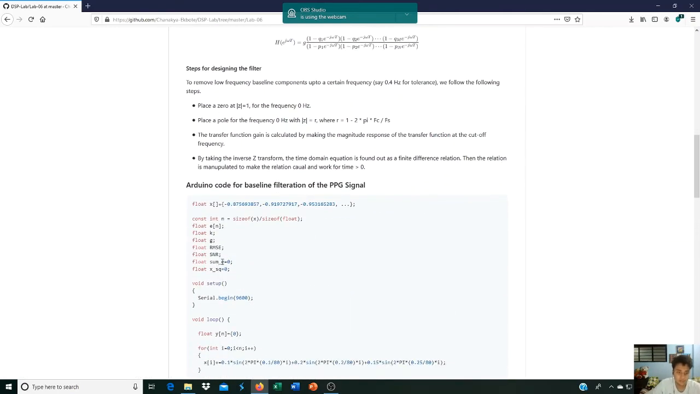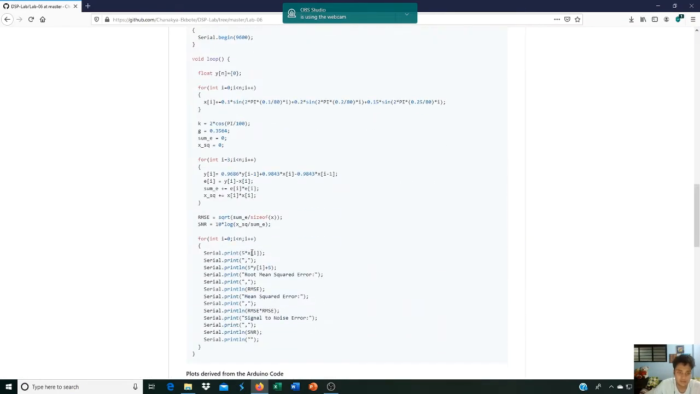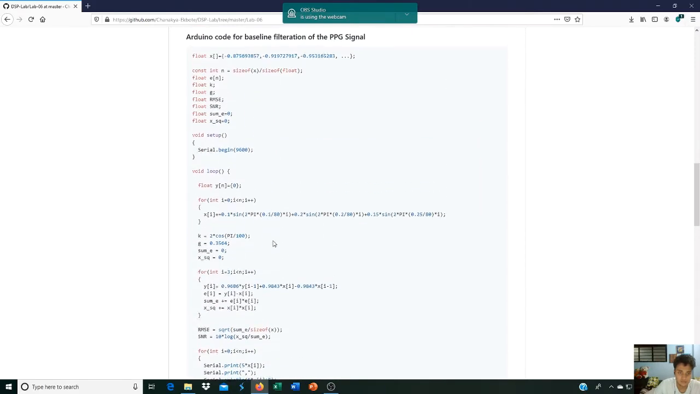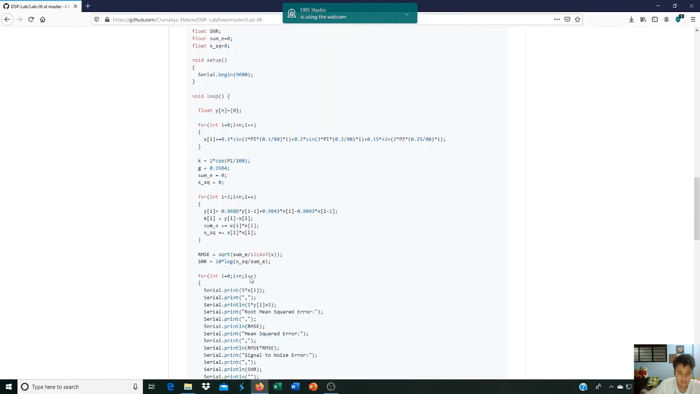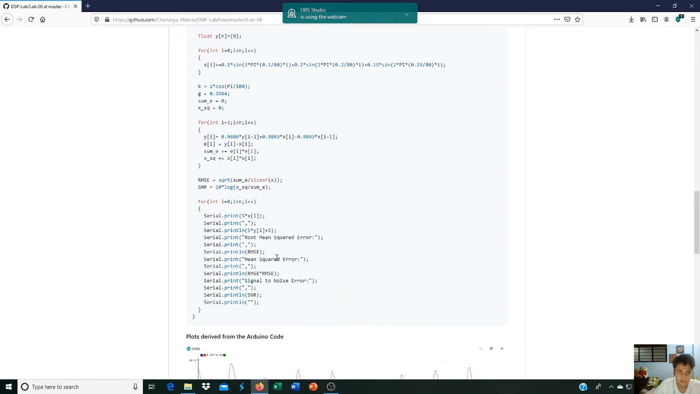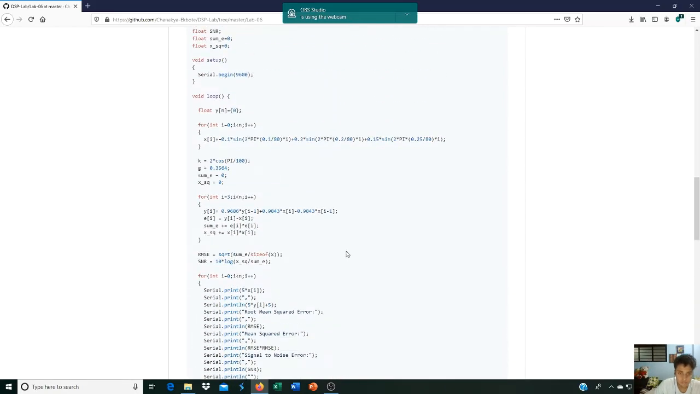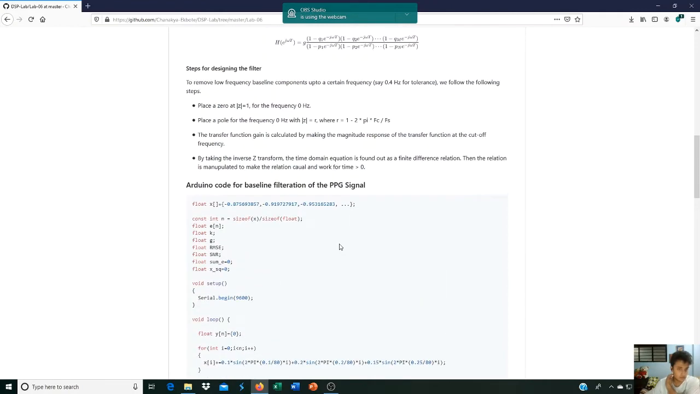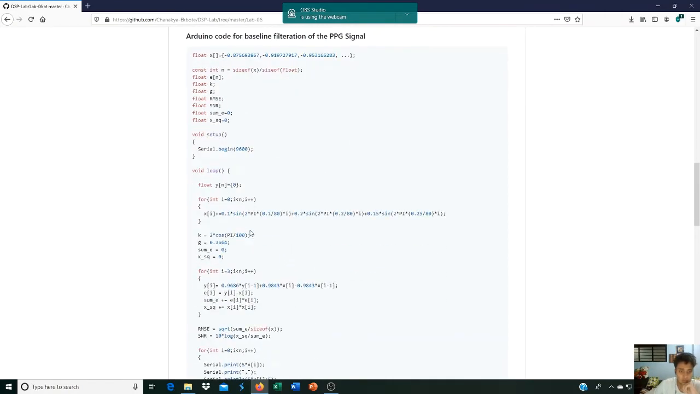So coming to the code, basically all we have to compute in this experiment is first compute the finite difference relation, and then compute the RMSE, root mean square error, as well as the SNR, as well as the mean square error. So these are all the initializations that you have, and once the finite difference is computed, this is just to add those synthetic baselines. These are different magnitudes of those particular frequencies, and we assume that our signal is a clean PPG signal.